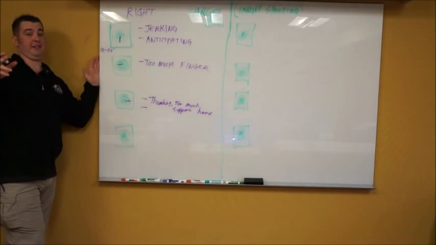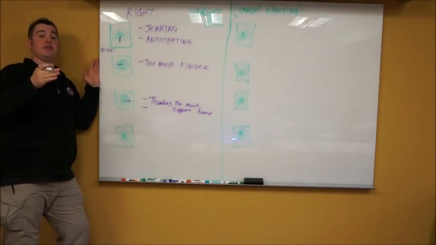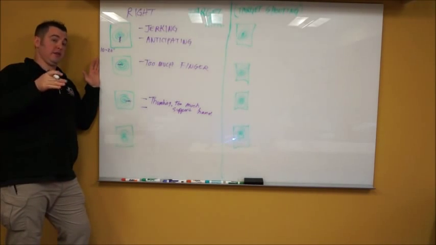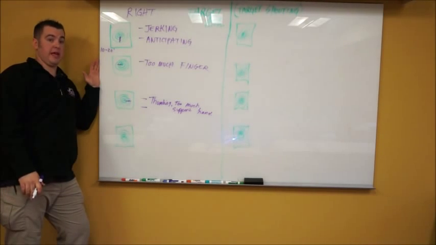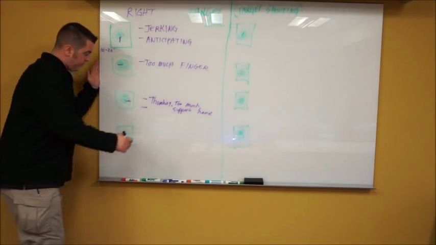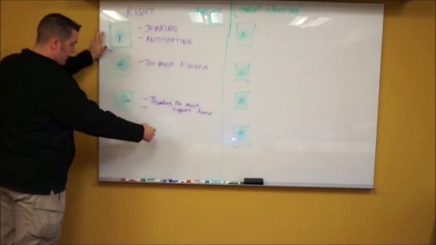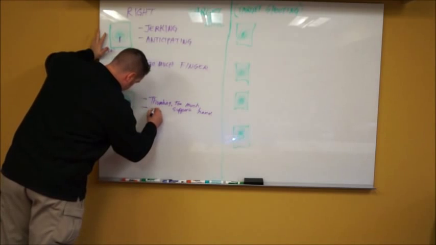Not too tight necessarily, but way more pressure than they are with their right. Because remember, the grip should be an even, tight pressure. Okay. So thumbing, too much support hand, and too little finger.